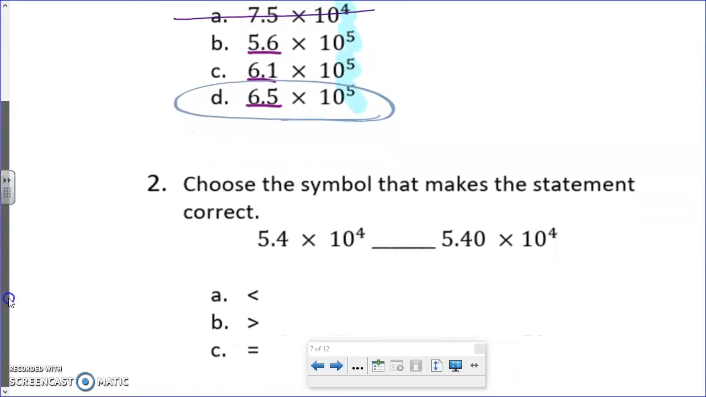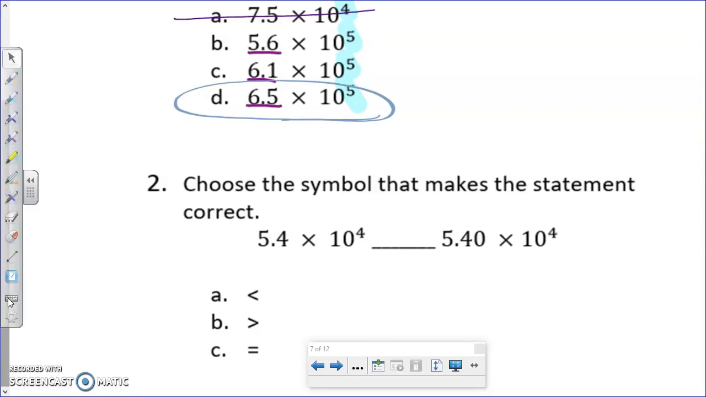Looking at number 2, it says choose a symbol that makes the statement correct. I have 5.4 times 10 to the 4th, and 5.40 times 10 to the 4th. So the first thing I'm going to do again is look at the exponents. Here they're the same. So the next thing I'm going to do is look at the number in front. In both cases, I have 5.4. One I have 5.4 and one I have 5.40. I can add an extra 0 here and make it equal. So in between, I need to have the equal sign, which is C.